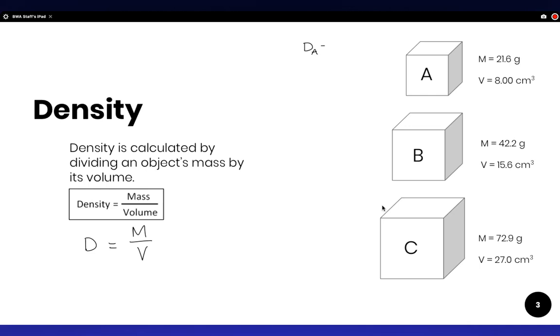Density of block A is equal to 21.6 grams divided by 8.00 centimeters cubed. So dA equals 2.7. And I actually need 3 significant digits, so I'm going to add a 0 and then add my unit of grams per centimeter cubed.